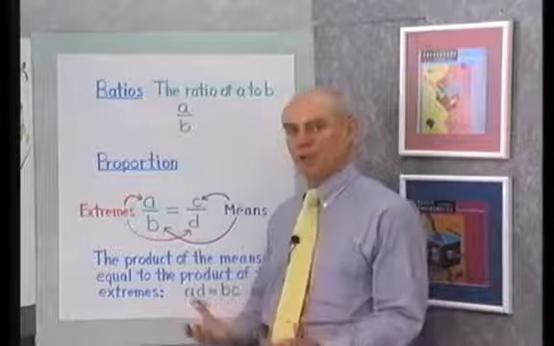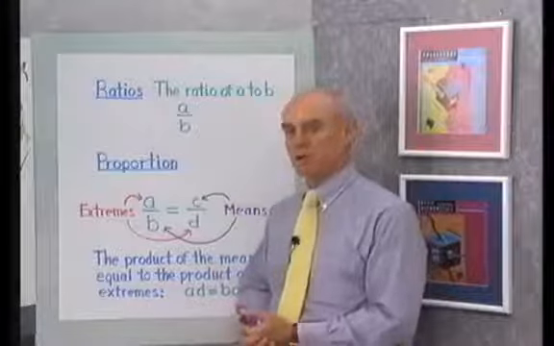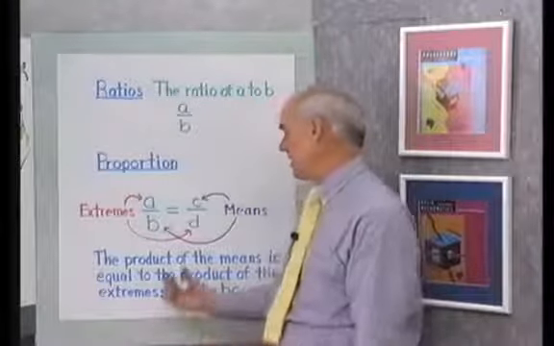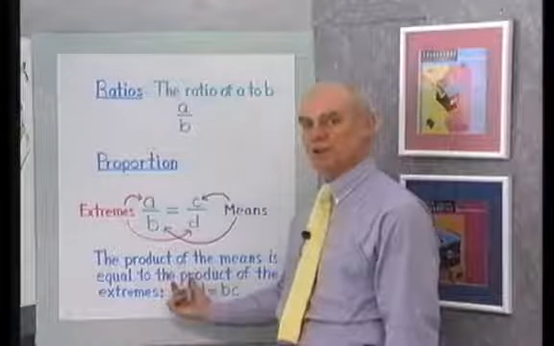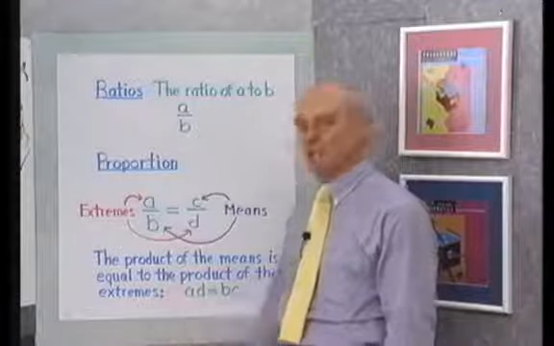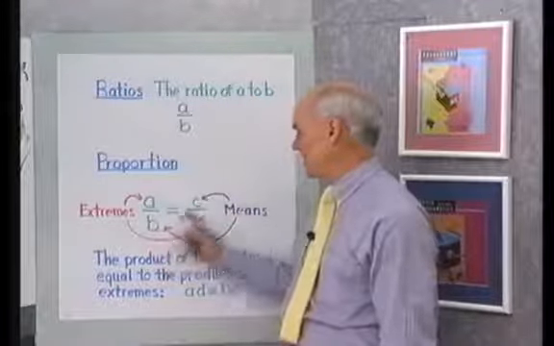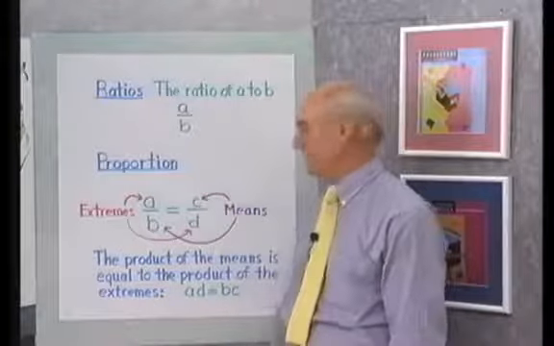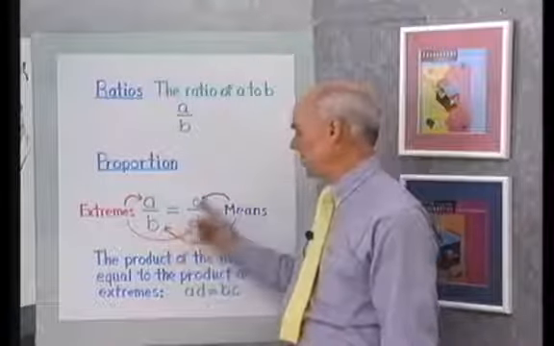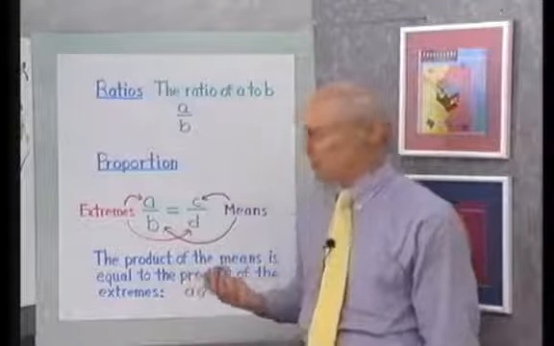Now the property that we have of proportions that comes from this multiplication property of equality is this. The product of the means is always equal to the product of the extremes in any proportion. So if you multiply A times D, it's always the same as what you get when you multiply B times C. A times D is equal to B times C. Some people call that cross multiplication.